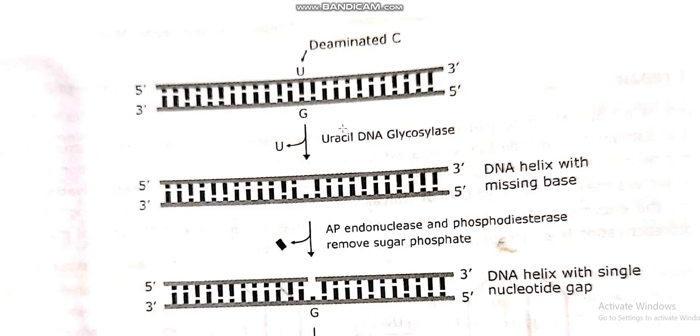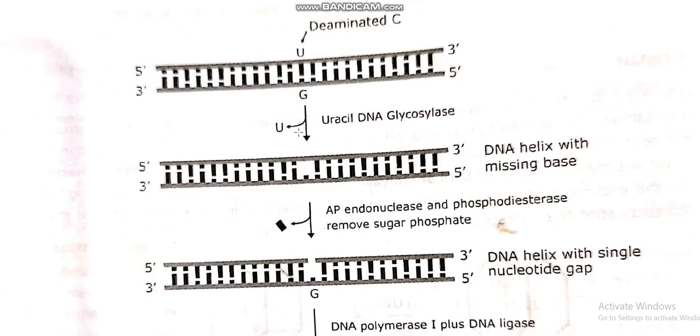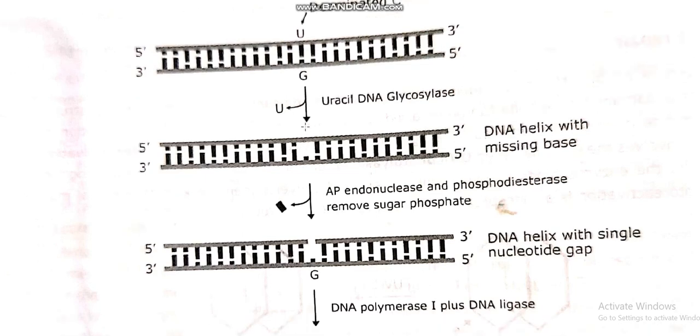In this type of DNA repair mechanism, the first enzyme is uracil DNA glycosylase. Glycosylase means that it will remove this particular base U. So this uracil DNA glycosylase will remove the uracil. After that, the base is not there. The uracil base is removed by uracil DNA glycosylase. Then it needs to be filled, or completed, by DNA polymerase.